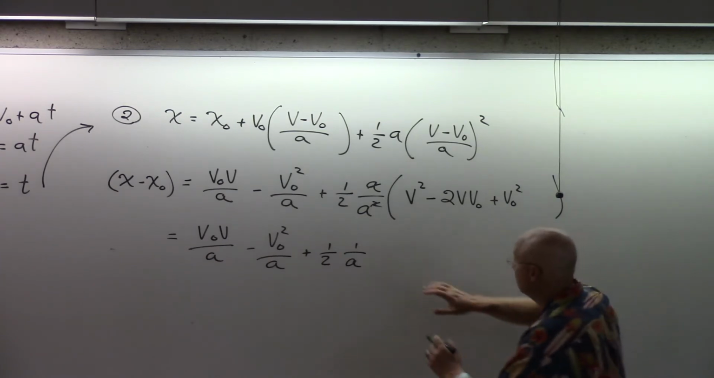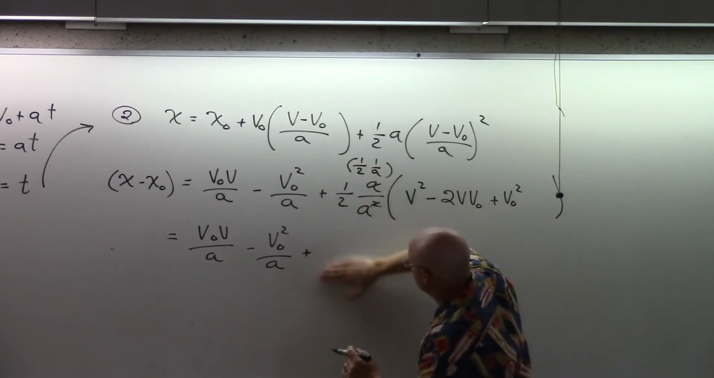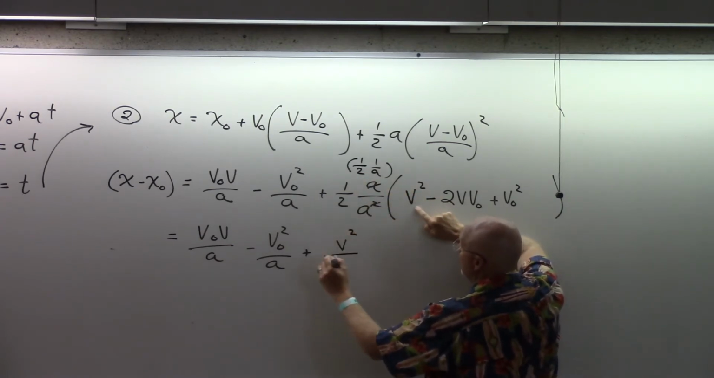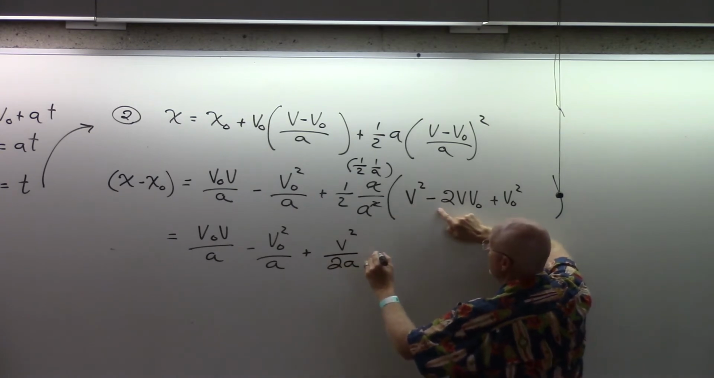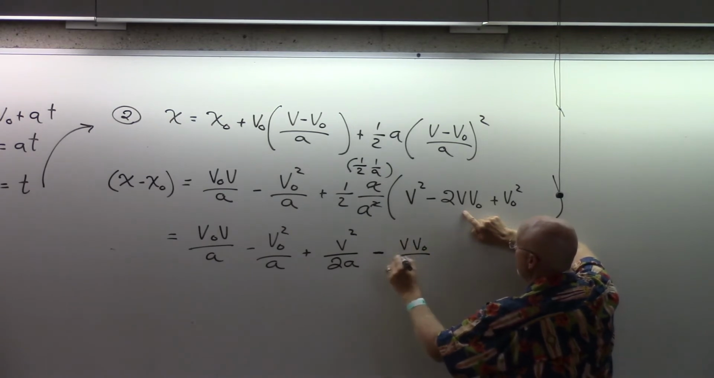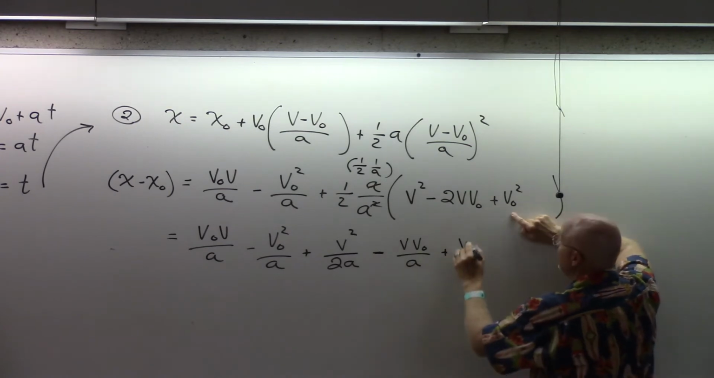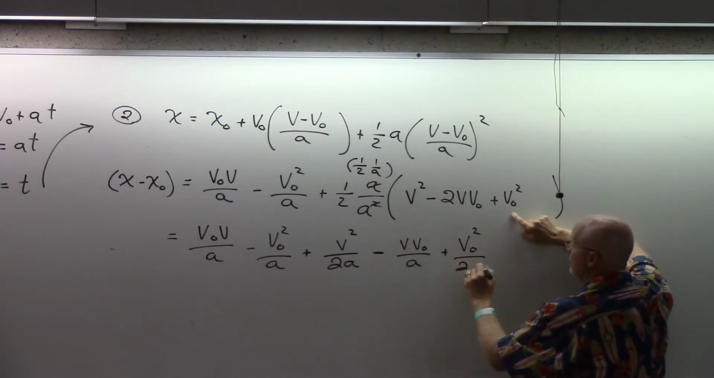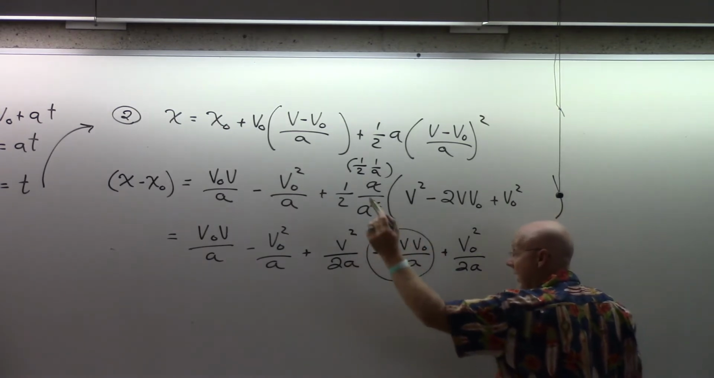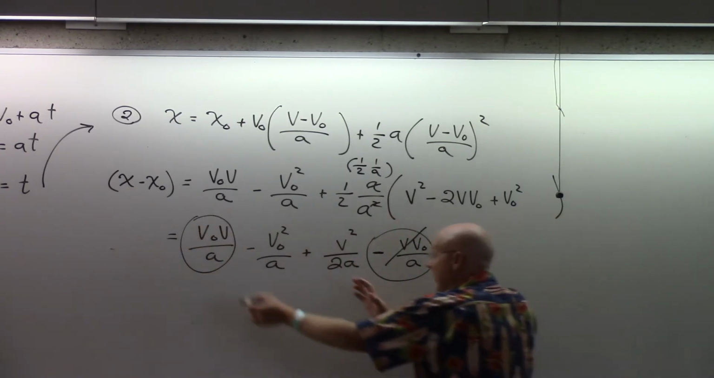Actually, if you'll let me, I'll put this up here. 1/2 over 1 over A. So I'll erase that. And then let me multiply this out. So this is going to be V squared over 2A, minus a V naught over A. Notice how that 2 and that 1/2 cancel. And then this is plus a V naught squared over 2A. And then notice that this term and this term are equal and opposite, so they'll go away.